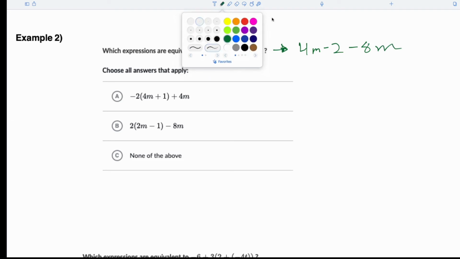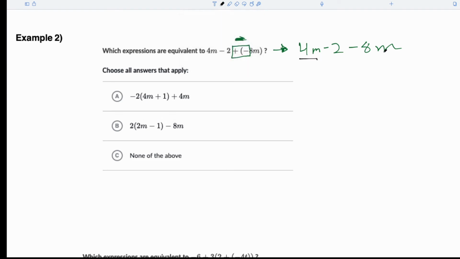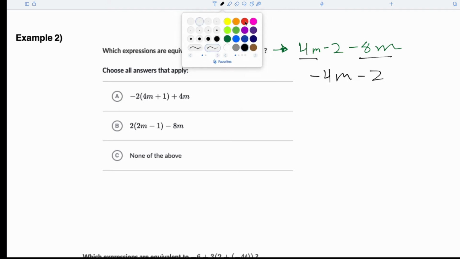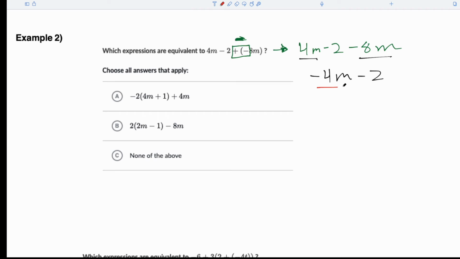What can I combine from this? Taylor, what are my like terms? What are my like terms from this problem? Okay, 4m minus 8m is what? Yeah, negative 4m. So bring that down. Negative 4m minus 2. Is that as simple as it gets, Braden? What can I do? Why can't I, Josh? If you have a variable, you cannot combine that with a whole number. You leave it the same.